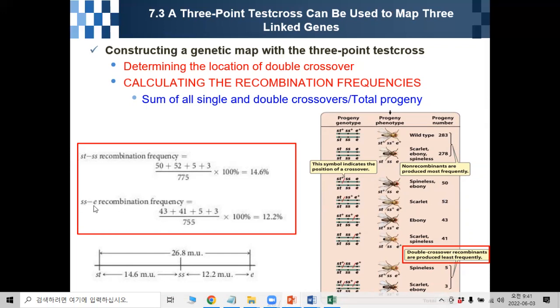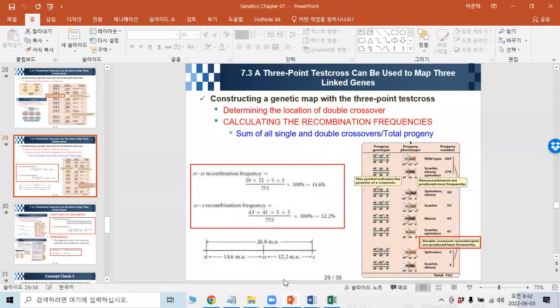How about the SSE? SSE is this one. The recombination frequency is like this. Based on this number, we can say that SS is located here, ST is located here, E is located here, but the distance is 14.6. The distance will be 12.2, like this. You have to understand this one.